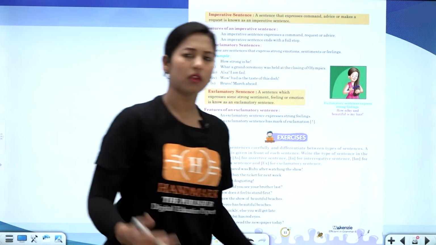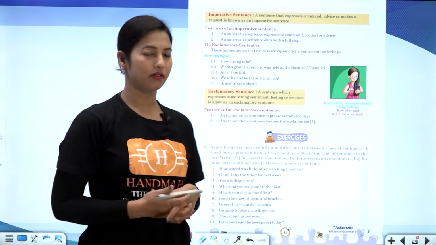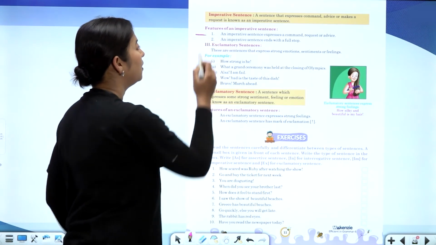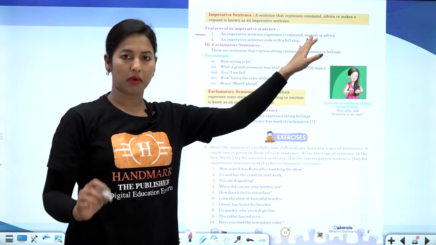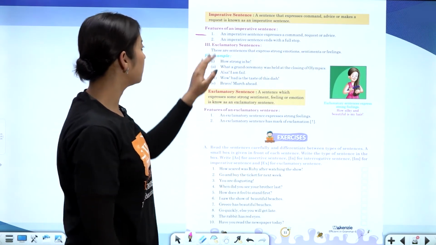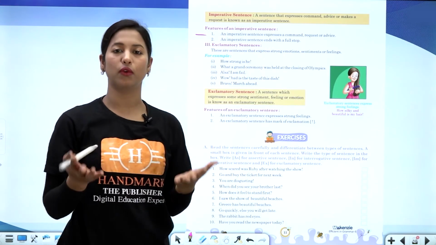Now let's see the features of an imperative sentence. An imperative sentence expresses a command, request or advice. An imperative sentence ends with a full stop.